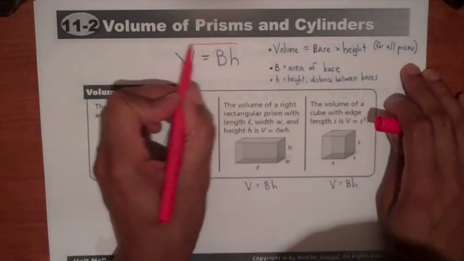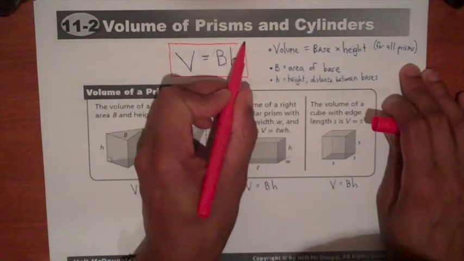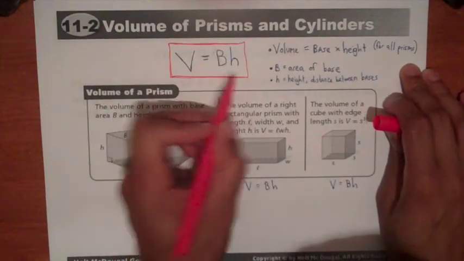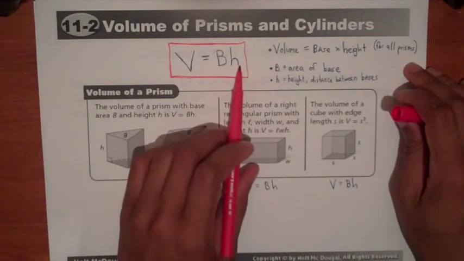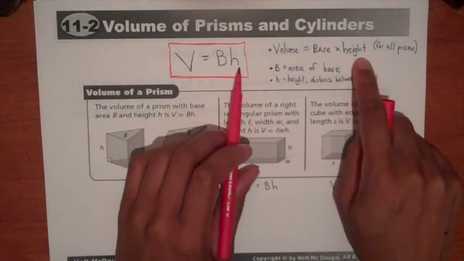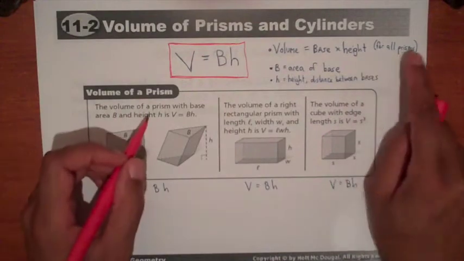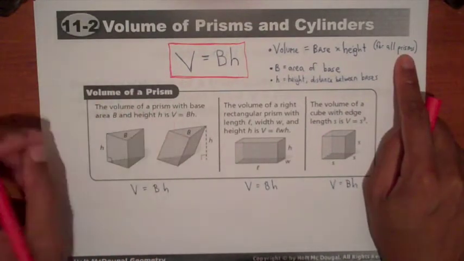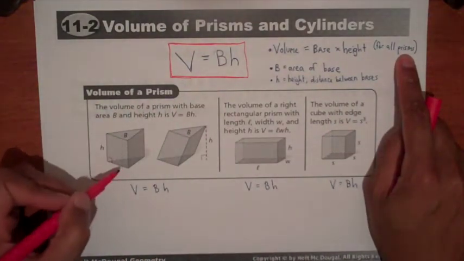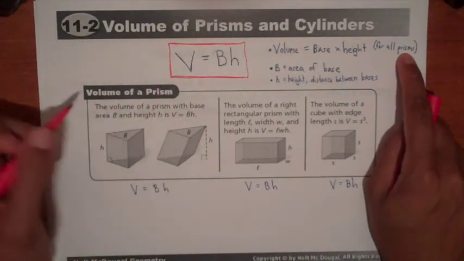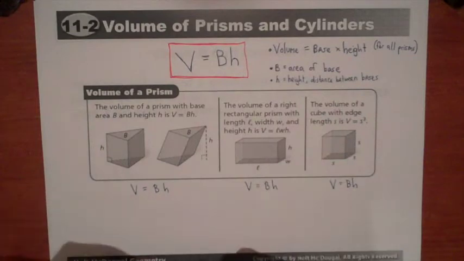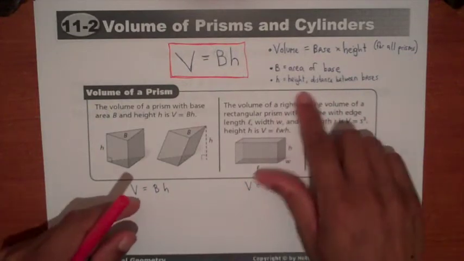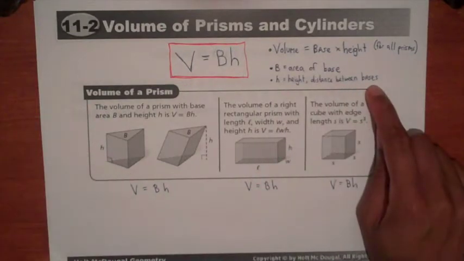Okay, so here is the formula that you need to know. Volume equals base times height. And that is the main thing we're learning right now. Volume is the area of the base times the height. And this formula will work for all prisms. Any prism, anything that has two bases on the top and the bottom, this is the formula to use for volume. So the capital B is the area of the base, and h is the height, which is the distance between the bases.